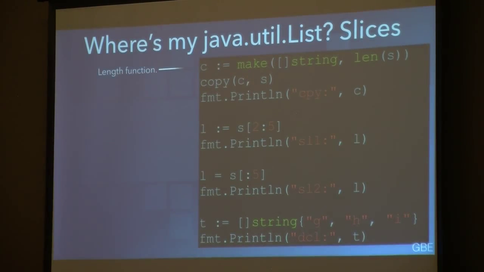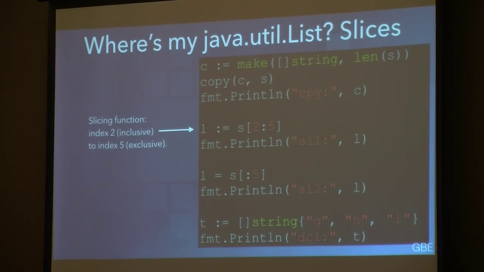I can also take the length of one of these and then copy it. So if I say, give me c as a slice that's the same size as s, I can then copy s into c and get the same result. Again, this is an effectively immutable thing. We're not actually changing data structures.